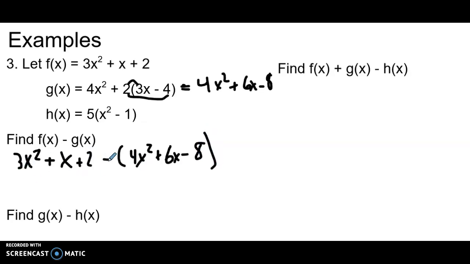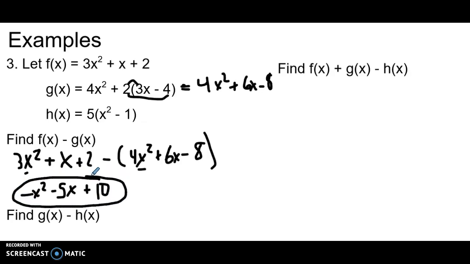3x squared minus 4x squared, because they have the same x squared term, is negative x squared. Positive x minus 6x is negative 5x. And 2 minus negative 8, again, is plus 8, 2 plus 8 is 10. And that would be our final answer, negative x squared minus 5x plus 10.